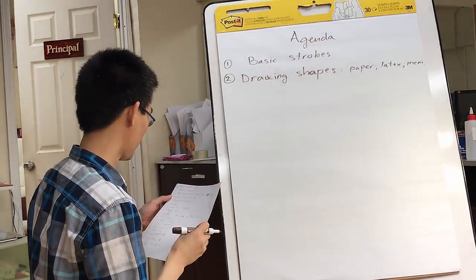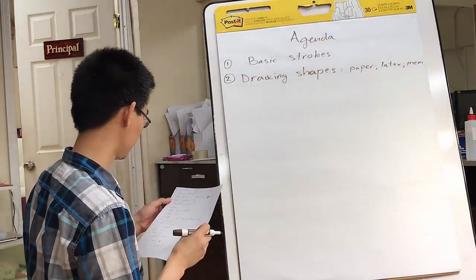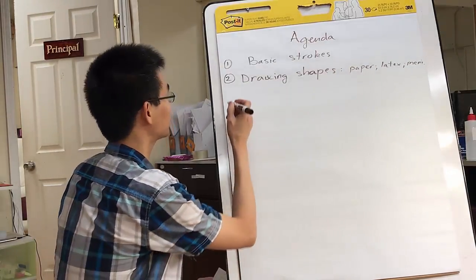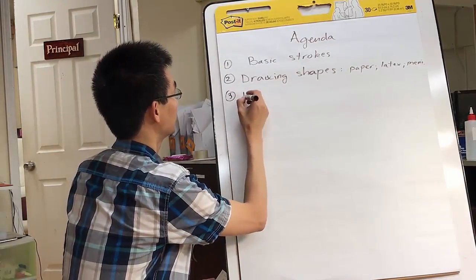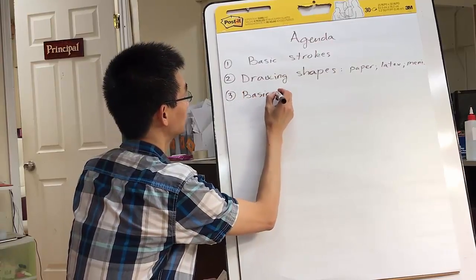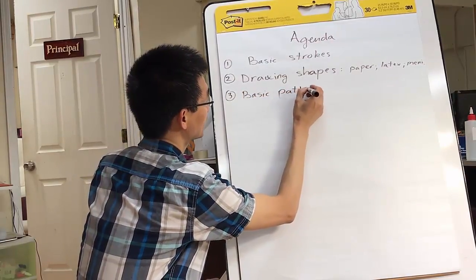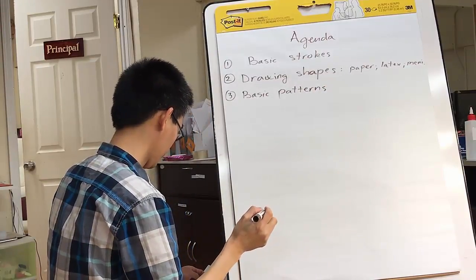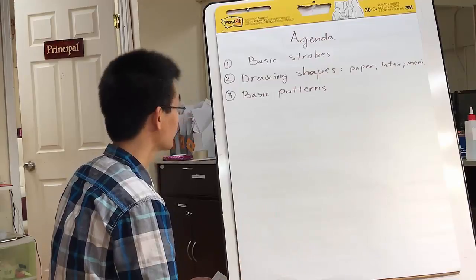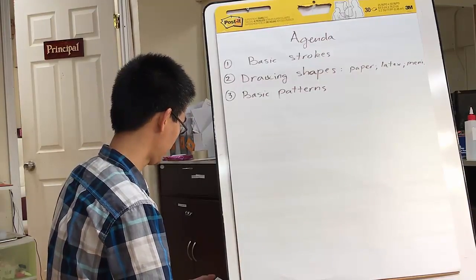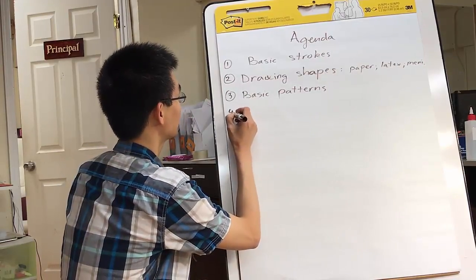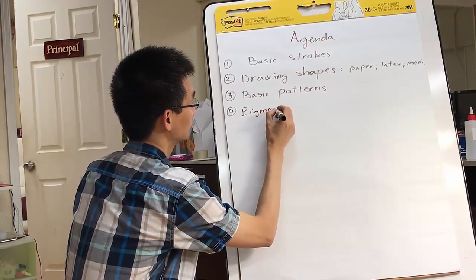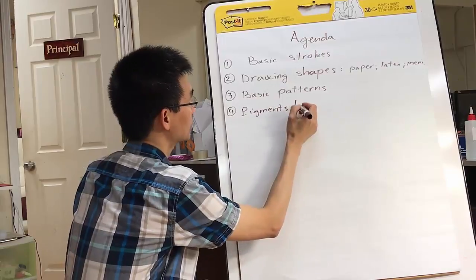The third one we will talk about is the basic pattern. Talk about some basic patterns. Alright, so basic patterns, and then we'll talk about pigments, right, pigments or colors.